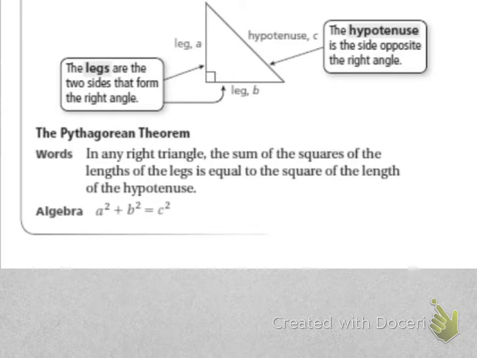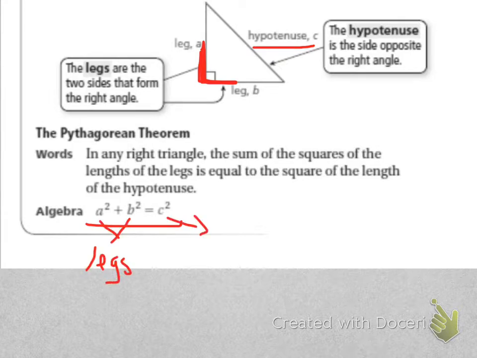So for a right triangle, the two sides that make up the right angle are called the legs. The opposite side of the right angle is called the hypotenuse. And the formula that we're going to use is a squared plus b squared equals c squared. Your legs are your a and b, and then your hypotenuse is your c.